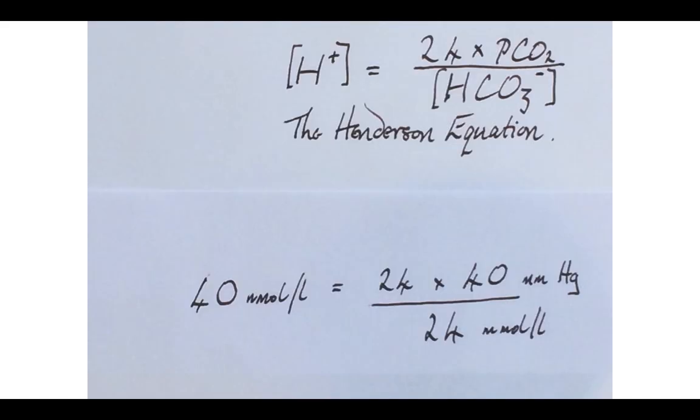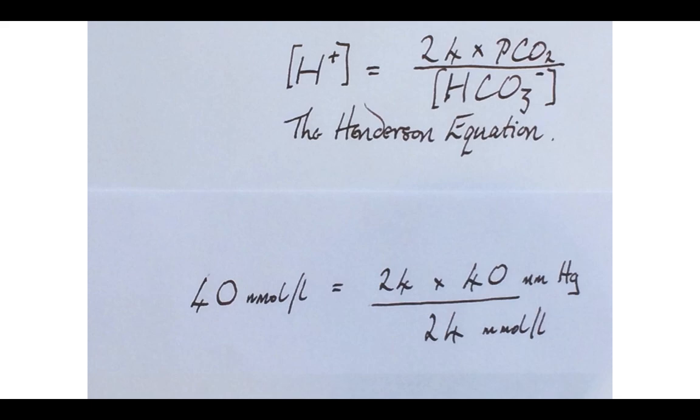Now, coming back to the Henderson equation, if we put in the normal values for these reactants, you can see there's a pleasing symmetry. The normal hydrogen ion concentration is 40 nanomoles per litre, which is equal to 24, our constant, times 40 millimeters of mercury, the normal PCO2, divided by 24 millimoles per litre, the normal bicarbonate concentration.